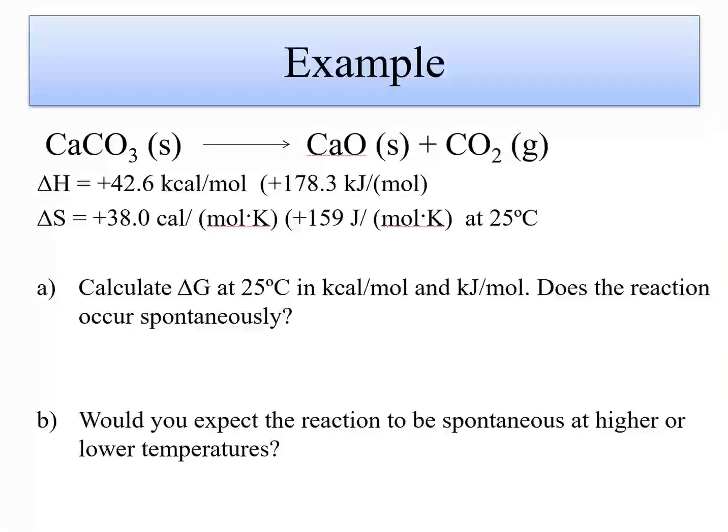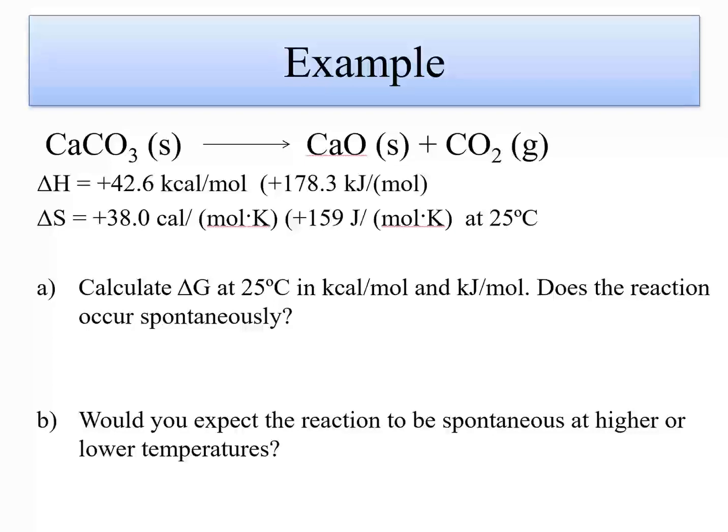Calcium carbonate, solid, decomposes to calcium oxide, solid compound, and carbon dioxide gas. We have values for the enthalpy change and the entropy change at 25 degrees Celsius. First question, we need to calculate delta G at 25 degrees Celsius in kilocalories per mole and kilojoules per mole. Does the reaction occur spontaneously?